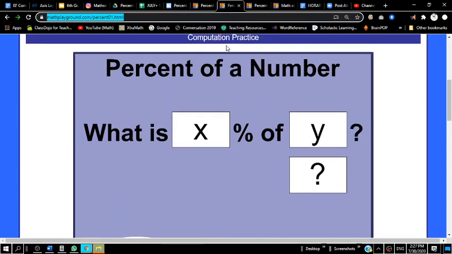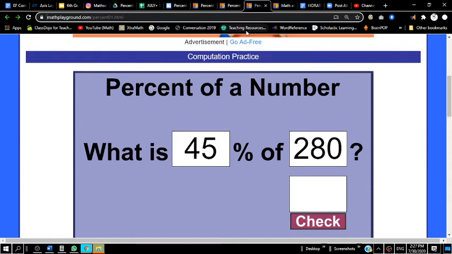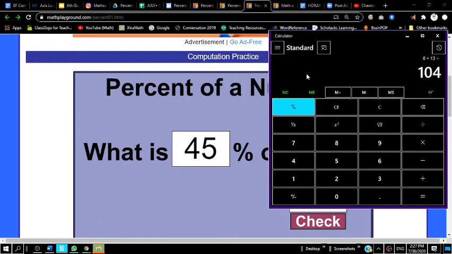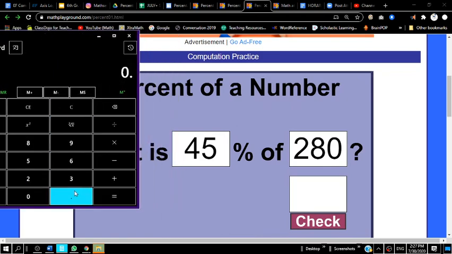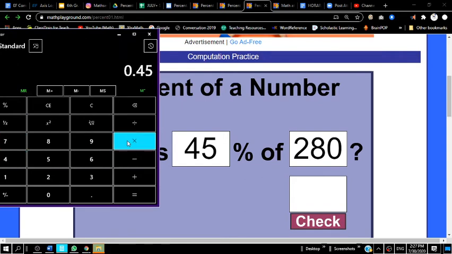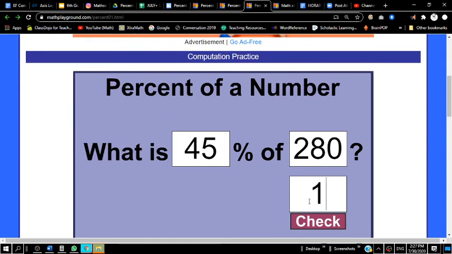This was just a regular game that's similar to the problems that we've been finding, the percentage of a quantity. It looks similar to this. For example, finding 45% of 280. If I were to do that on the calculator, I could just take 0.45 times 280, which gives us 126. All right, so you kind of get the idea of those types of games.